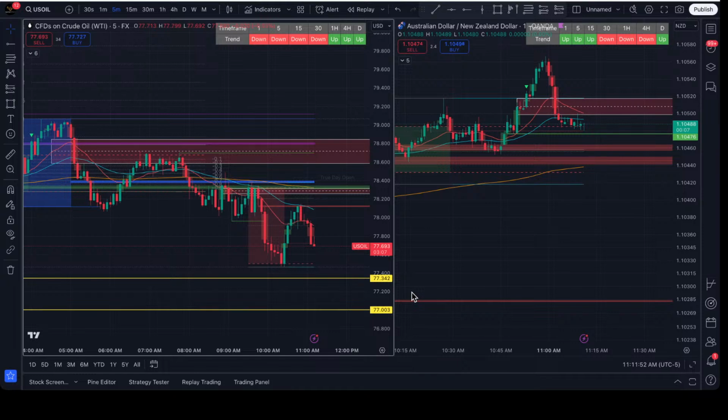Okay, now we're red across the board. Aussie New Zealand still has not taken out those lows. Still below the fair value gap, which is not what we like to see. But oil, again, we're red across the board. We had a, sorry, just trying to remember if we have a downside expansion model here.